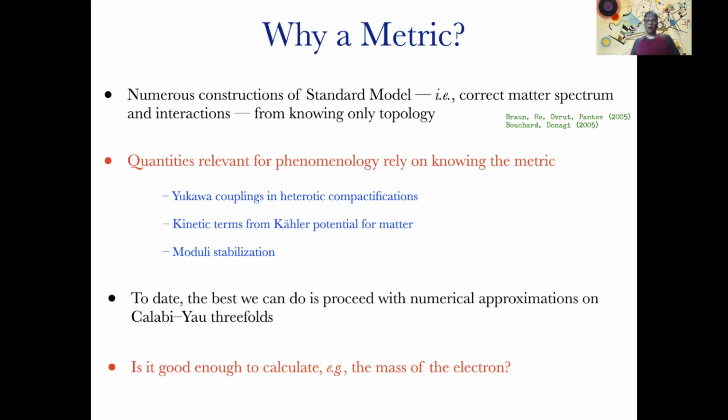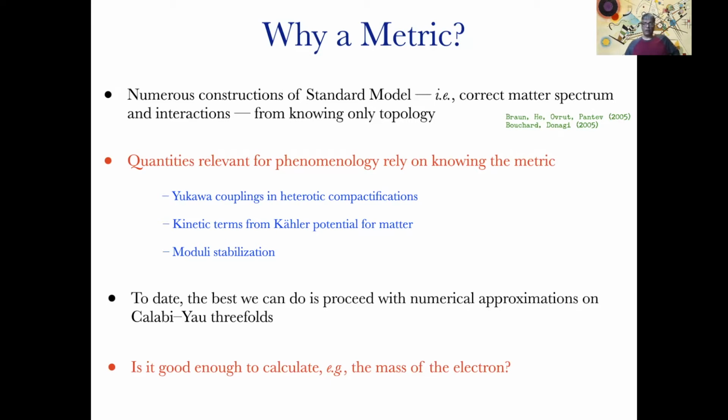Since 2005, there have been numerous semi-realistic constructions of the standard model. That is to say, they have the correct matter spectrum and the right interactions from knowing only the topology. It's useful to recapitulate what more we can learn by knowing the geometry as well as the topology. So the Kähler potential is not holomorphic. In order to determine the kinetic terms in the low energy effective action and understand the normalizations of the fields, we need to have the metric.